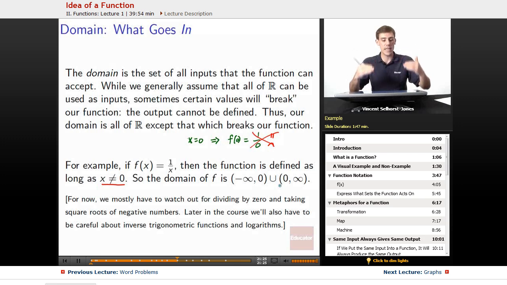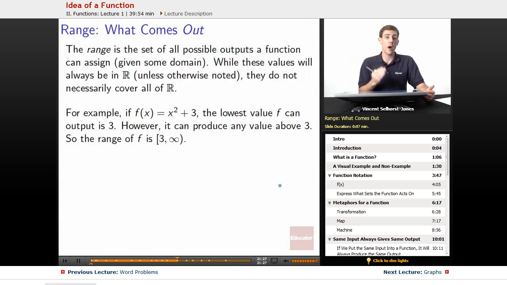Domain is what goes in. Range is what comes out. Range is the set of all possible outputs a function can assign given some domain. So with some domain to start off with, these values are what's able to come out. These values will always be in the real numbers, unless we're dealing with a set that isn't working in the reals. But they don't necessarily cover all of the reals.